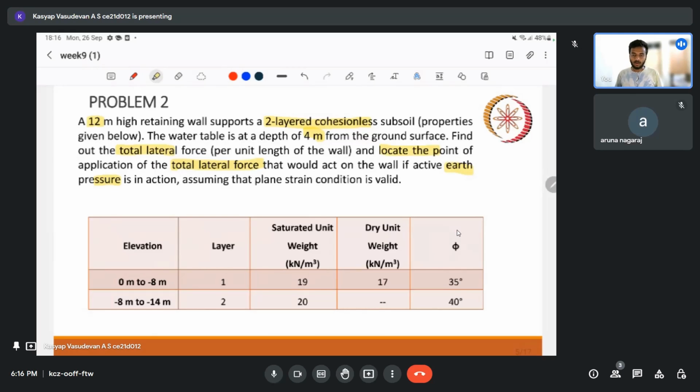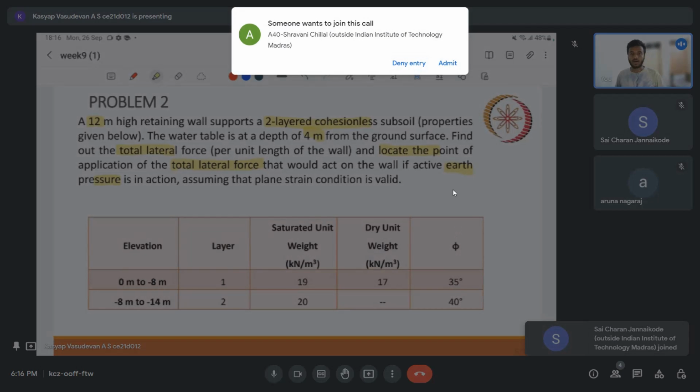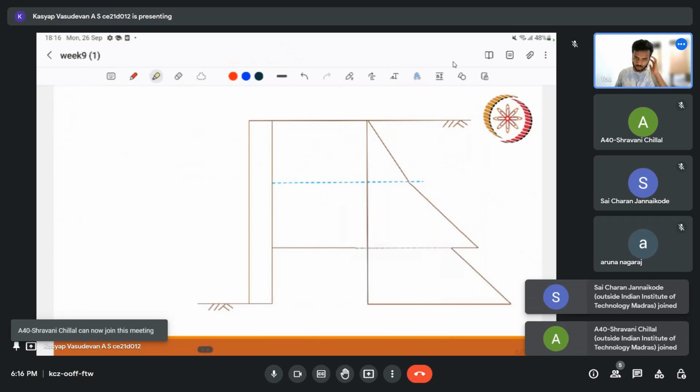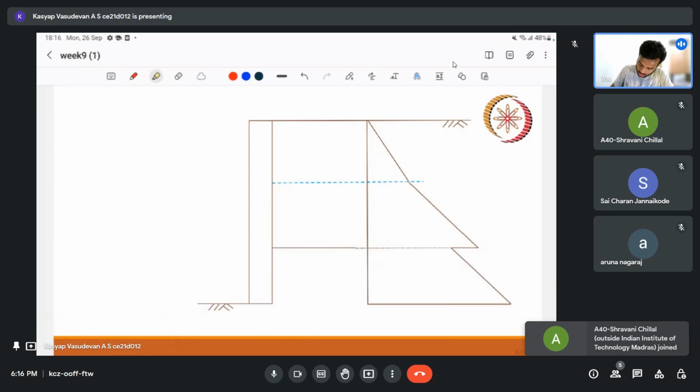So we know the different layers of the soil, both are cohesionless soil, and let us assume this is how it looks like. So here we have the water table.